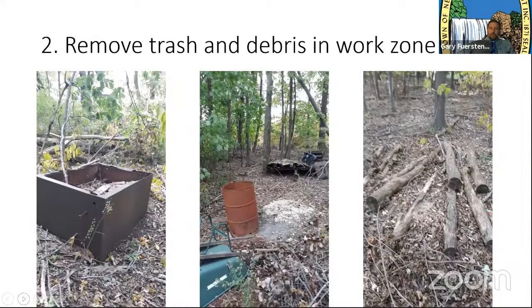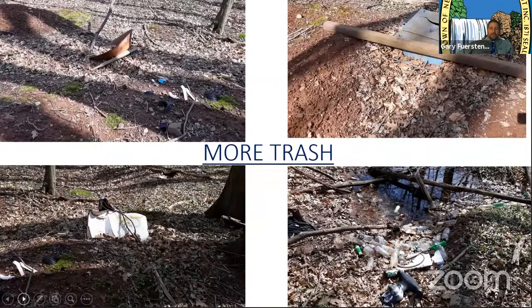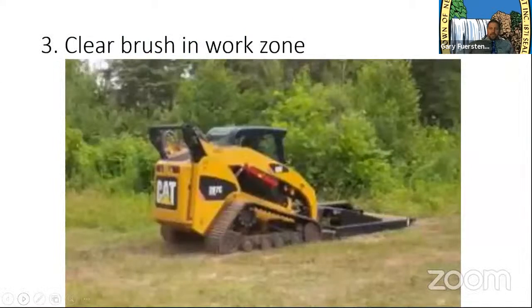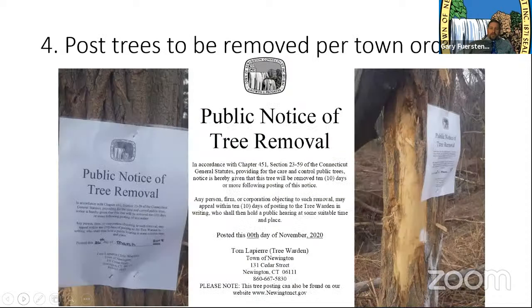Then we would need to remove any trash and debris in the construction zone, and there is a lot of trash and debris out there. Next slide. More trash and debris. It's very discouraging seeing all the trash and debris out there. But moving on to clearing brush using a brush hog mounted to the skidster. We'd post trees in coordination with the town tree warden like this.